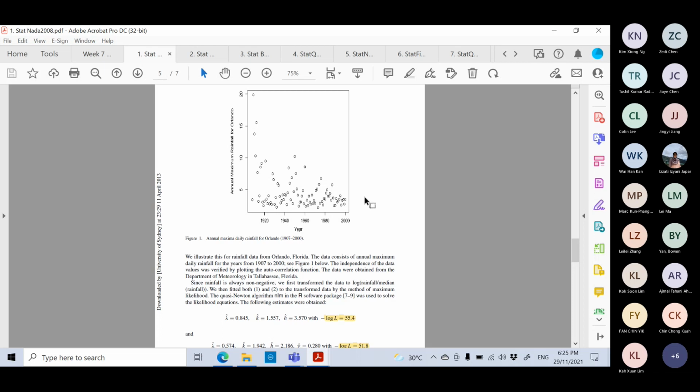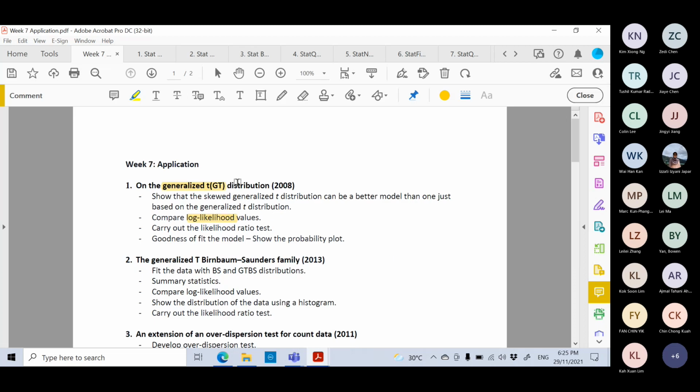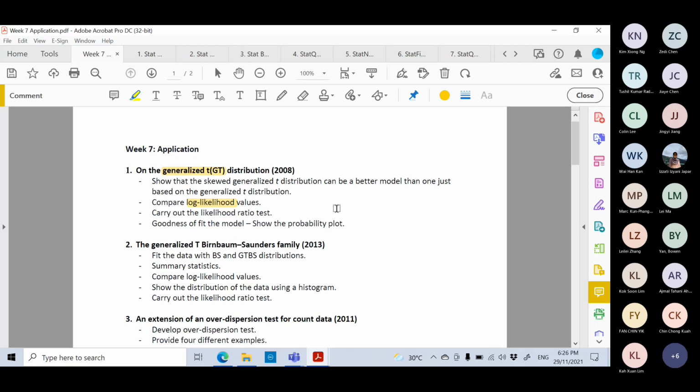So this first one is about the generalized T distribution. Then another one will be the second paper. This paper also relates to distributions. When you are talking about statistics, we always take care about what the distribution is.